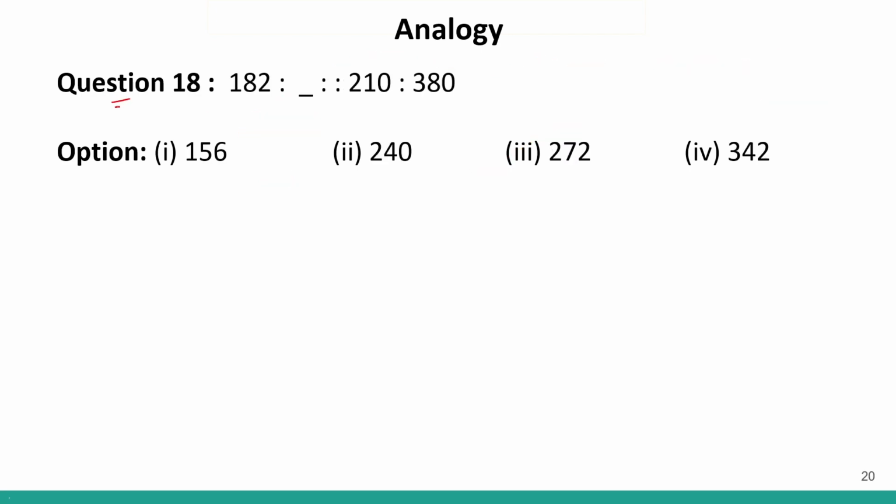Clear? Question number 18. We have 182 and this one and 210 and 380. So this is pair 2 and this is pair 1. In this case, pair 2 has a logic. We have to identify that logic, and on the basis of that logic we will answer for pair number 1. Correct? Now, how can we write 210 and 380 if we have to represent them? So 210 is very close to 225 and 380 is very close to 400. Correct? So 225 is basically what?